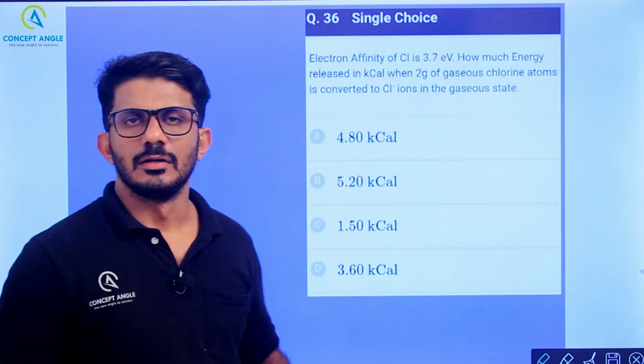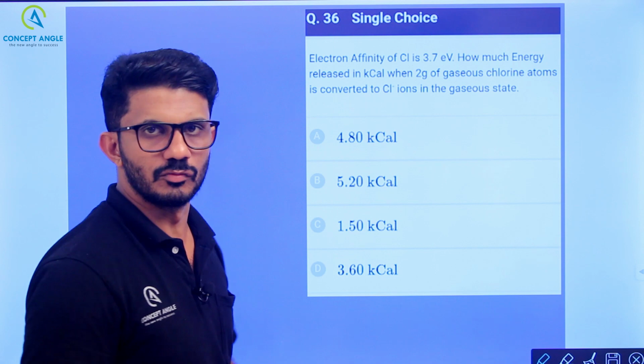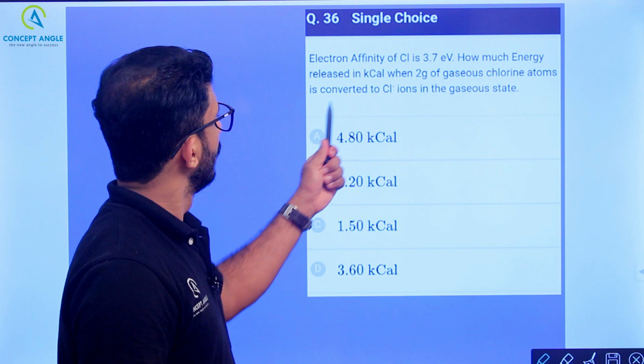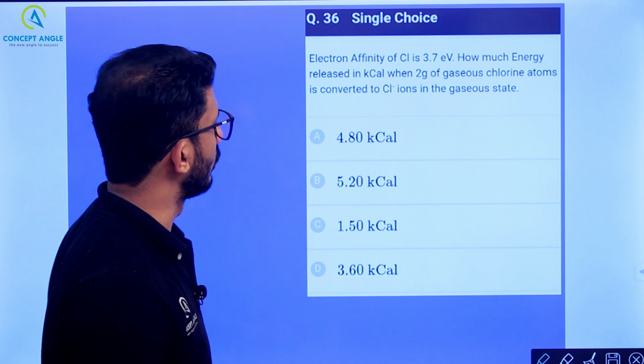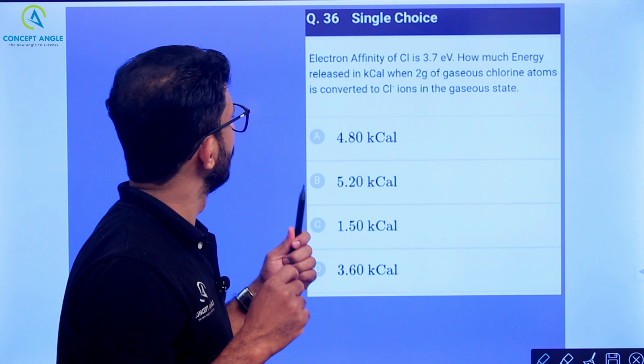Next question, question number 36. Electron affinity of chlorine is 3.7 electron volt. How much energy is released in kilocalorie when 2 gram of gaseous chlorine atom is converted into Cl minus ion in the gaseous state? Electron affinity is the energy change when it accepts one mole of an electron.